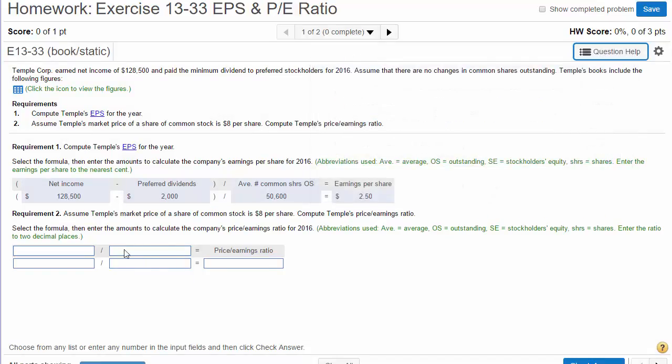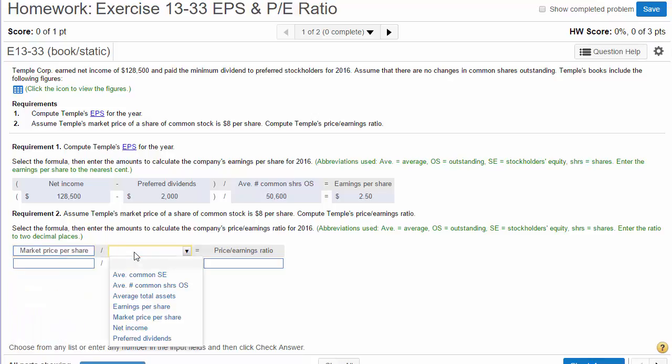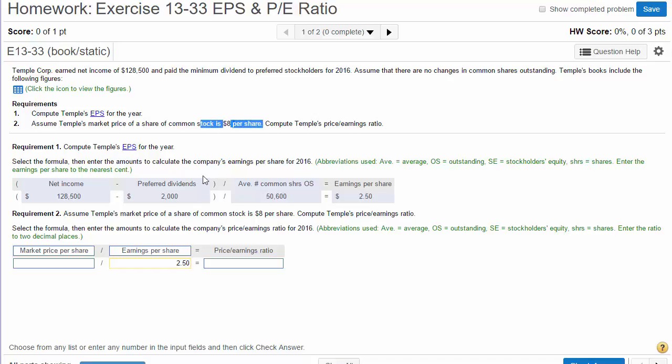The next thing they want us to do is calculate the company's PE ratio, price to earnings. So we need to know the formula. The P on top is price, market price per share. The E on the bottom is earnings per share. Earnings per share we just calculated, 2.50. The market price of the stock is $8. Again, we got that from up here. So 8 divided by 2.5 gives us $3.20 per share.